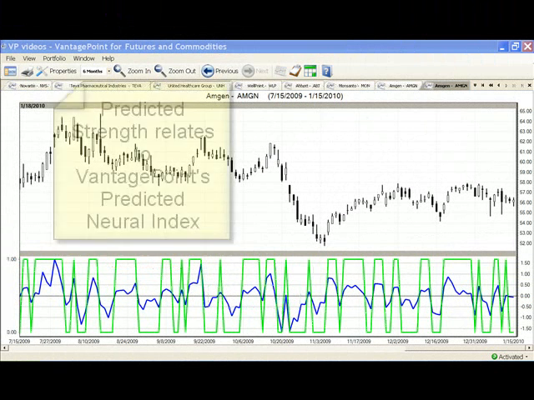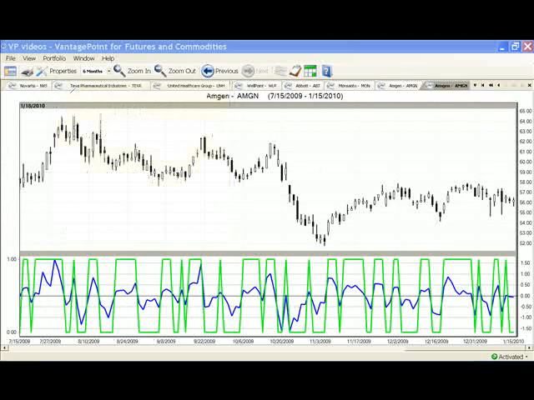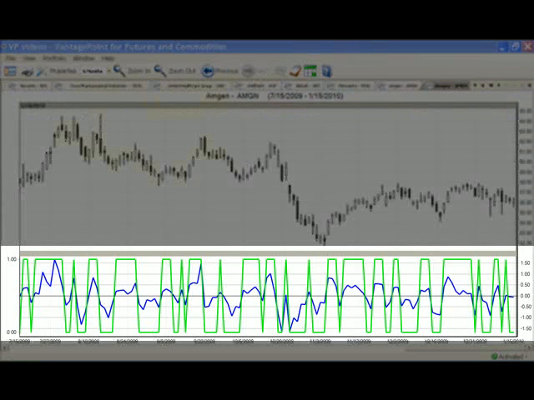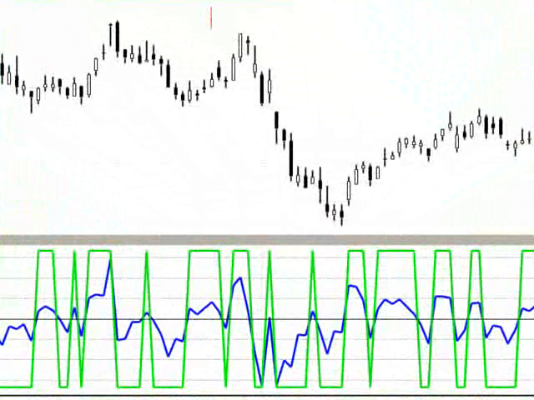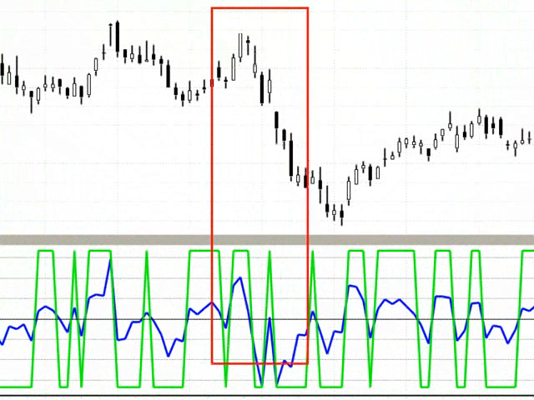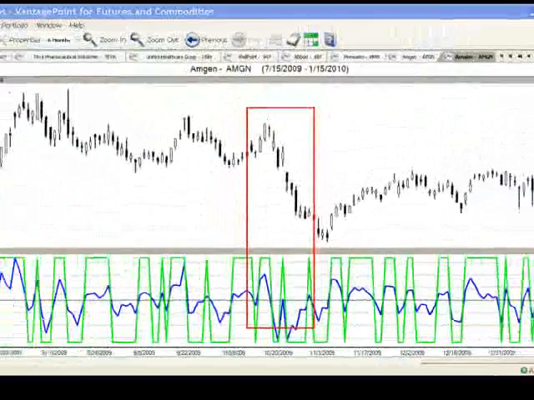The most important reading of predicted strength is how it relates to VantagePoint's predicted neural index. Both compare 3-day predicted and actual moving averages of typical prices 2 days ahead, but the neural index gives only one of two readings. 1 is bullish, 0 is bearish. Predicted strength shows the degree of those readings, how strong or how weak is that 1 or that 0. We're going to zoom in on several candles and show you how a neural index reading of 1 might be more decisive at one point than it is at another point.